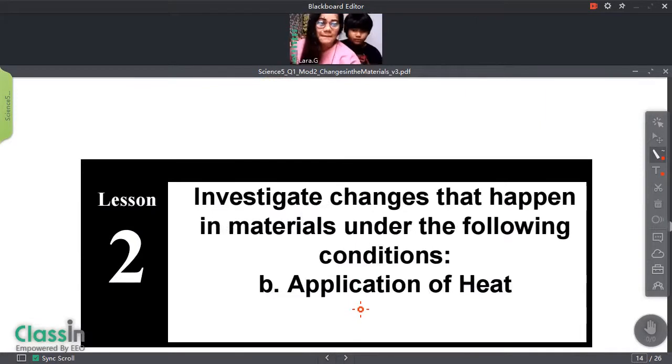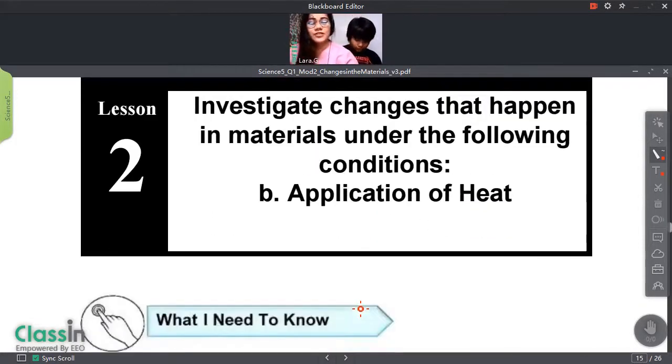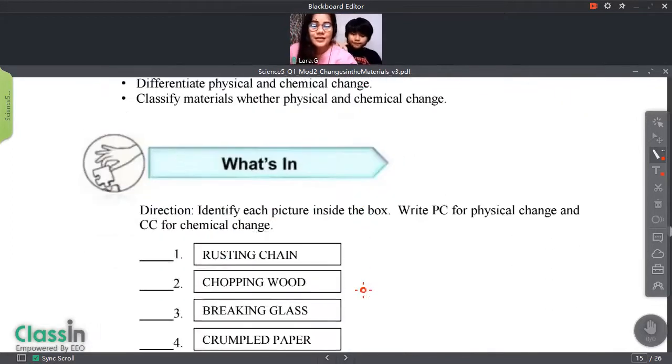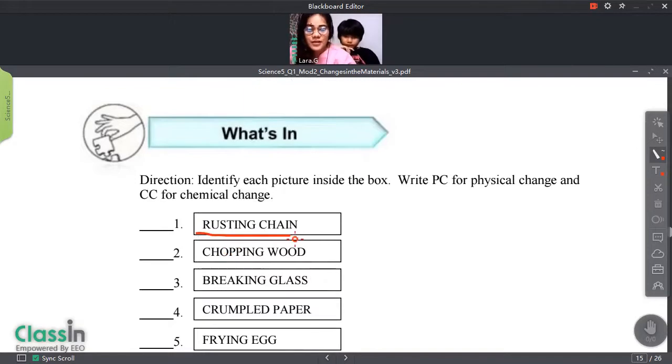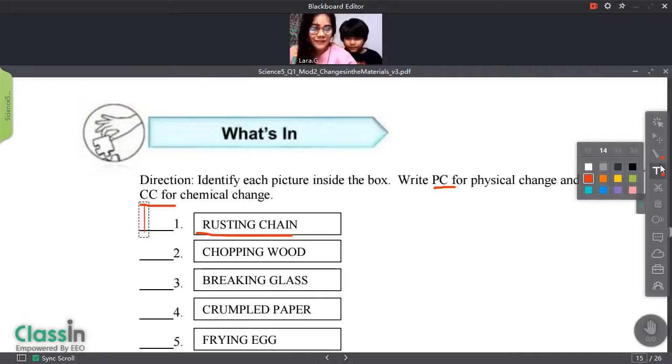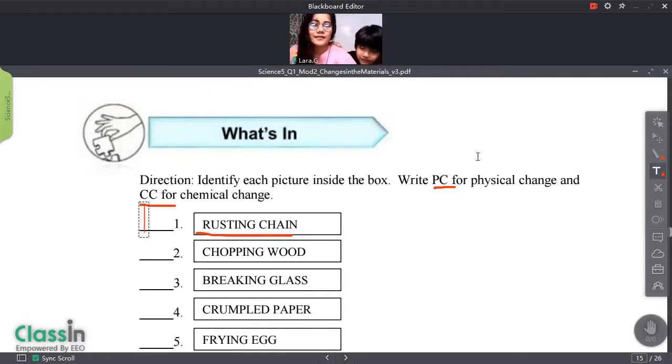Investigate changes that happen in materials under the following conditions. Application of heat. Rusting chain: physical change or chemical change? PC is physical, CC is chemical change. Rusting chain is CC, a chemical change, because it becomes rust. It combines with oxygen, so it underwent a chemical change in its composition.